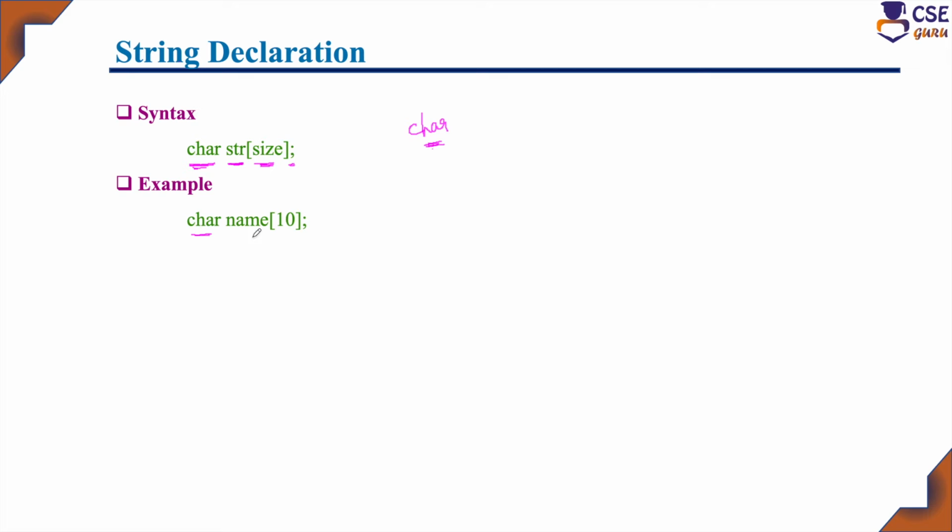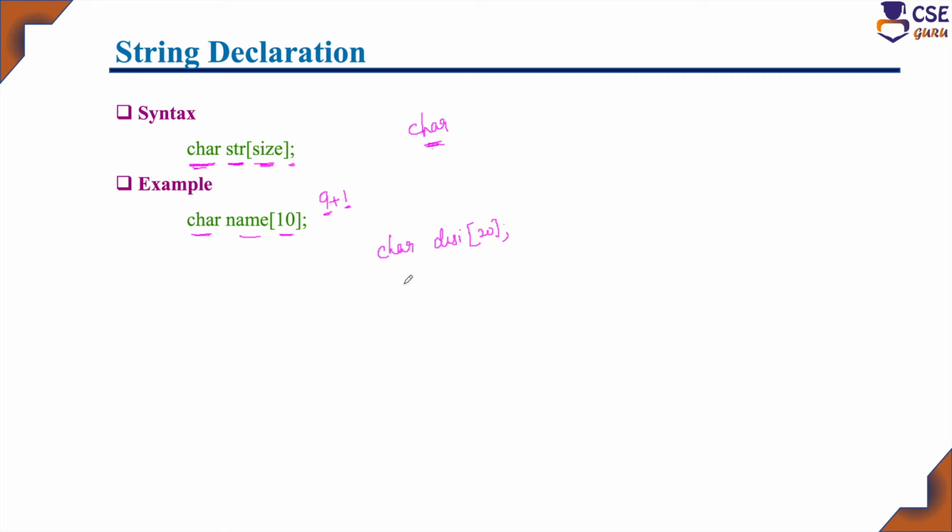Example: char name[10]. So totally 10 memory locations will be allocated. In 9 memory locations you can store the string, plus 1: the 10th memory location is required for the null character. Similarly, char designation[20], if you want to specify a designation of 20. Likewise, you can specify.